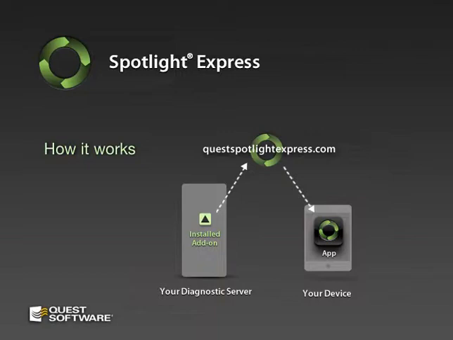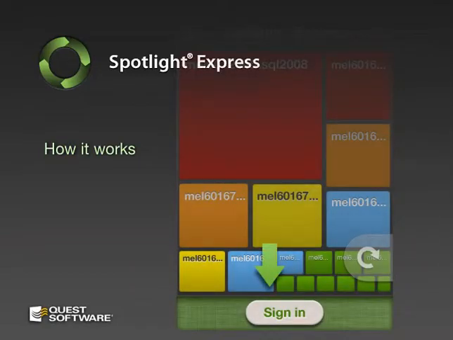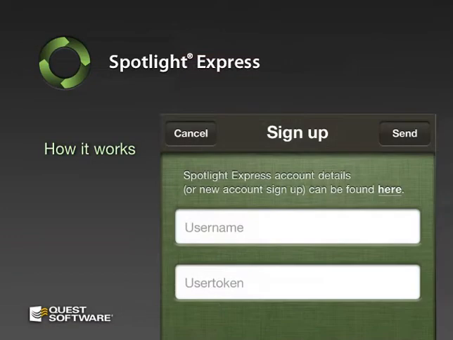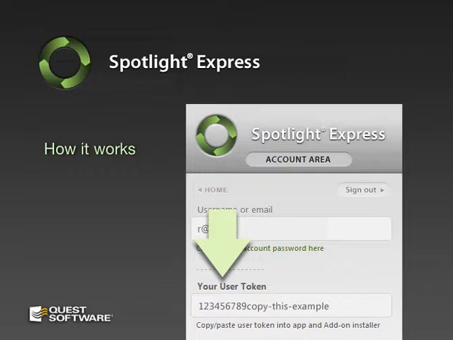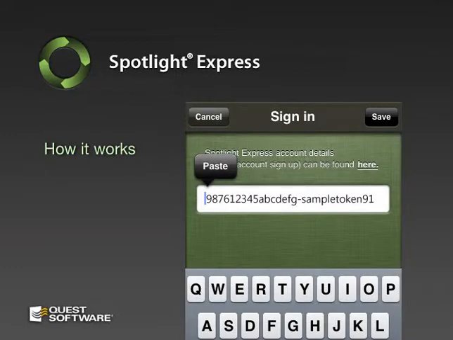Since you've already installed the app on your device, you should be able to view your status data by adding your account details to the app. After hitting the Sign In button, you'll be prompted for your user token. You can get your user token by tapping on the link and signing in to questspotlightexpress.com. Then, it is simply a matter of copying and pasting the token into the app. Once this is done, the app is ready to receive status data from your account.